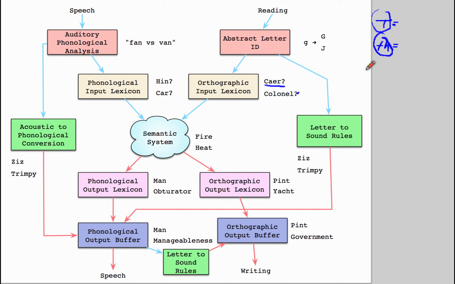In the beginning, we read through grapheme to phoneme conversion. And so you can read care, or you can read another non-word like trimpy.